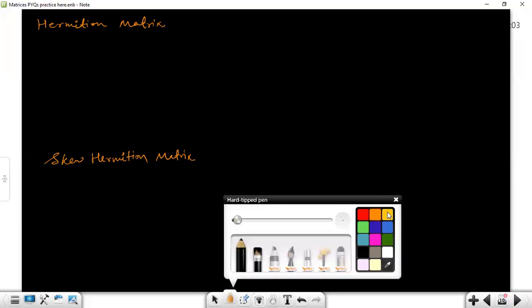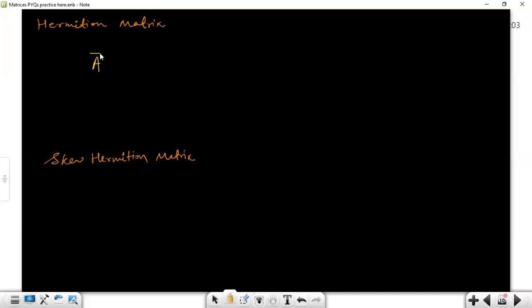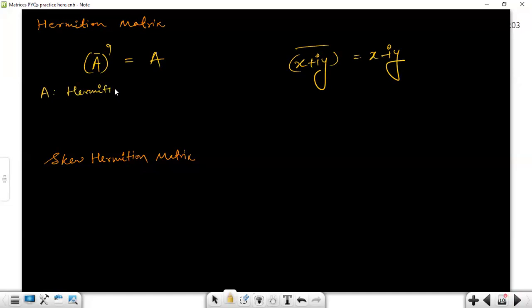So whenever there is any matrix A whose conjugate and transpose, we know what is a conjugate in complex numbers. The conjugate of x plus iota y is x minus iota y. So if the conjugate of any matrix and its transpose is equal to matrix A, then A is known as a Hermitian matrix.